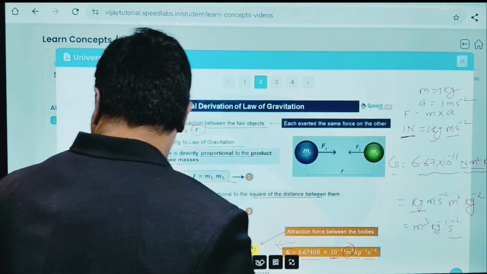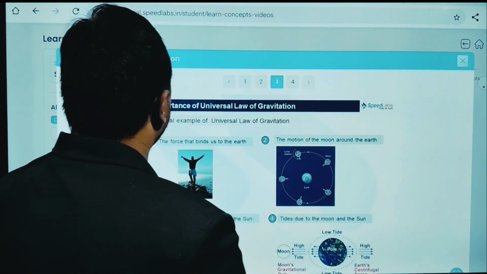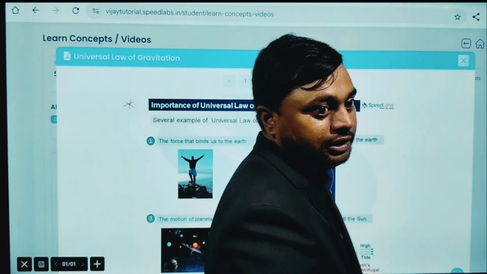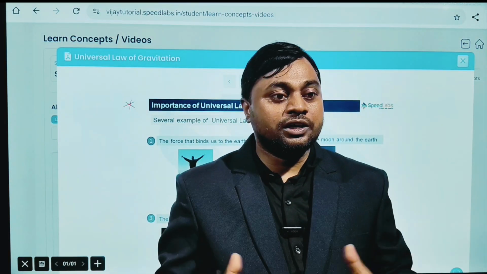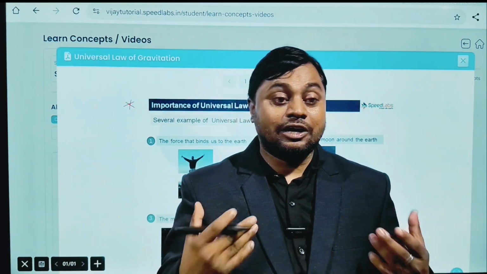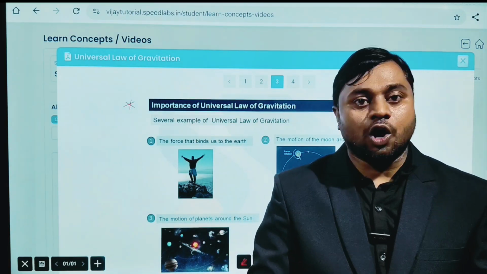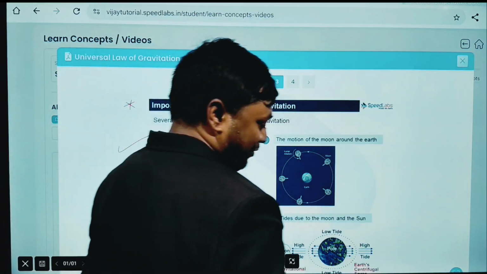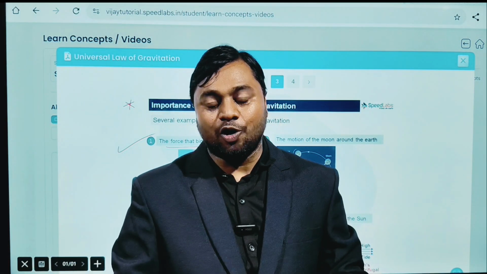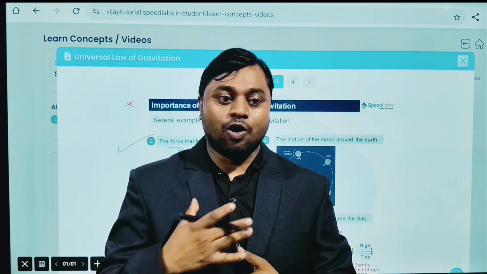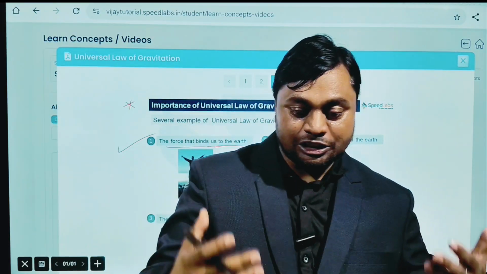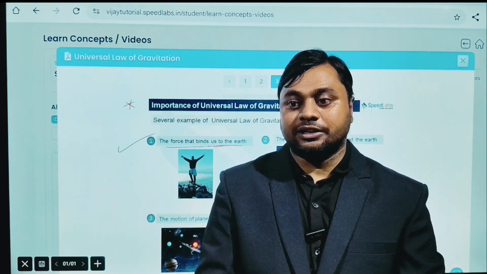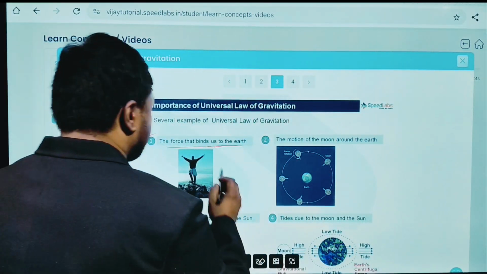Next we talk about the importance of the universal law of gravitation. This question may be asked for 2 to 3 marks. State the importance, why we should learn. What are the advantages, what are the importance of the universal law of gravitation? So first one, you see the force that binds us to the earth. We are able to move on the earth, we are able to stay on the earth because of the force of attraction by the earth on our body. So that is a force which is binding us or any particle, any living organisms on the surface of the earth. First one.